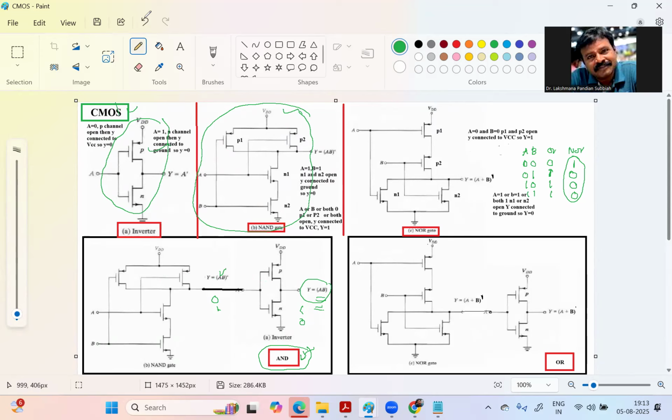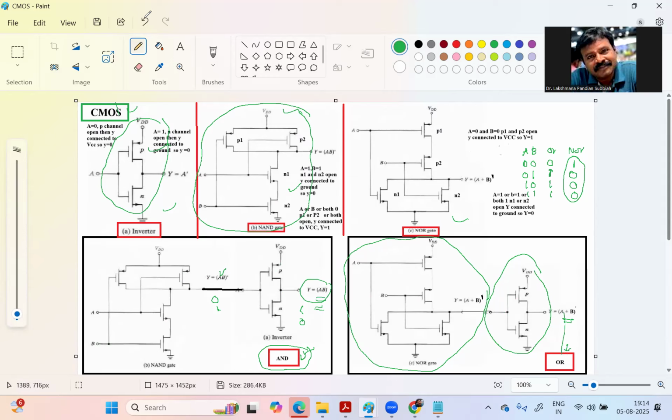Similarly, for the OR gate, you connect the NOR gate, right? The NOR gate is a basic gate for CMOS. Then we have the inverter, and then you will get the OR gate. We cannot directly design the AND and OR; we directly design NAND, NOR and inverter. So the AND gate is the NAND gate concatenated with an inverter. Similarly, the NOR gate concatenated with one inverter gives the OR gate.